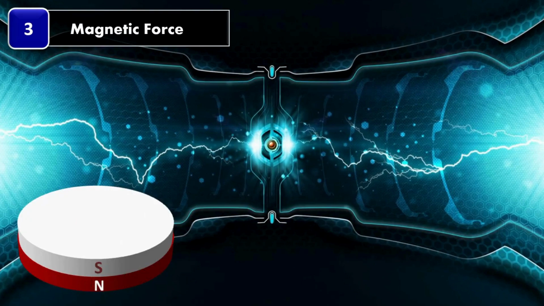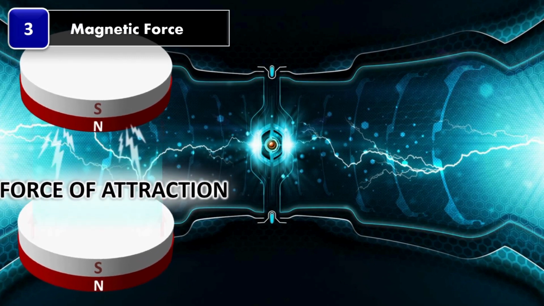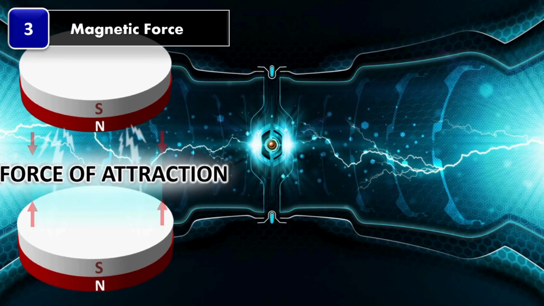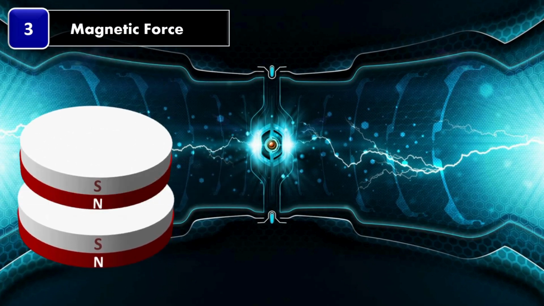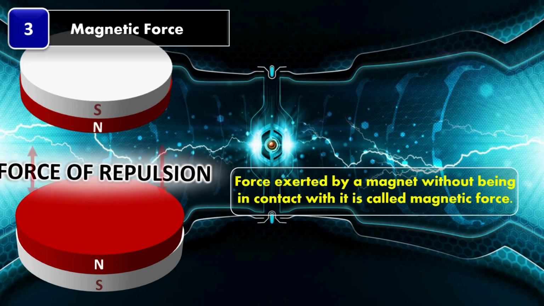Magnetic force. We know that a North Pole attracts a South Pole and a South Pole attracts a North Pole. That is the force of attraction. And a North Pole always repels the other North Pole, and a South Pole always repels the other South Pole. This is called the force of repulsion. The force exerted by a magnet without being in contact with it is called magnetic force.